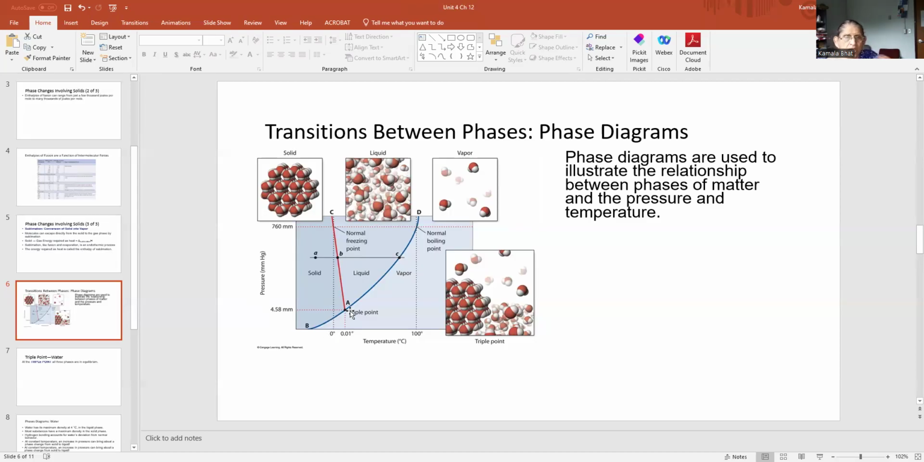Because AB is one equilibrium line, AC is another equilibrium line, AD is another equilibrium. A is called the triple point because all three equilibrium phases meet at the point A, and that is called the triple point. So in the case of water, the triple point is 0.01 degrees Celsius and 4.58 millimeters of mercury.